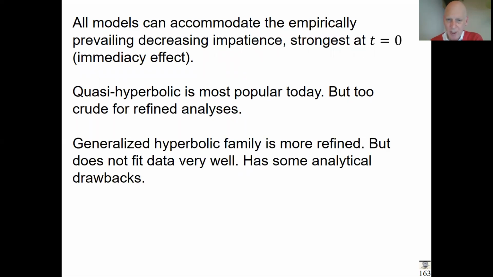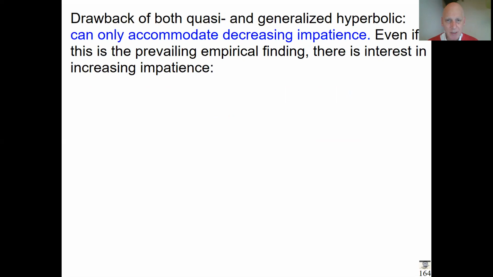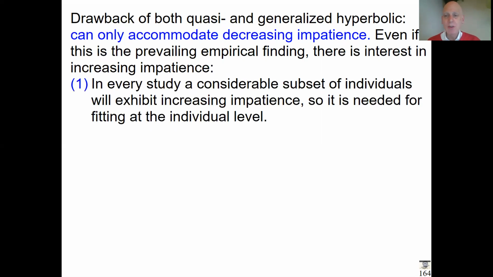Janus hyperbolic is more refined, but it hasn't been working very well. It doesn't fit. That also has some analytical problems. Anyway, they share a big drawback. They can only accommodate decreasing impatience. Now, I already told you it's empirically the prevailing finding, but still you should be able to incorporate increasing impatience. You can compare that with risk attitude. Empirically prevailing is risk aversion, but still there's so much risk seeking in so many individuals. You should also be able to accommodate risk seeking, even if it's the minority phenomenon, because it happens so much you can't fully ignore it. And that is also the case with intertemporal choice. I already said decreasing impatience is prevailing, but there's so much increasing.